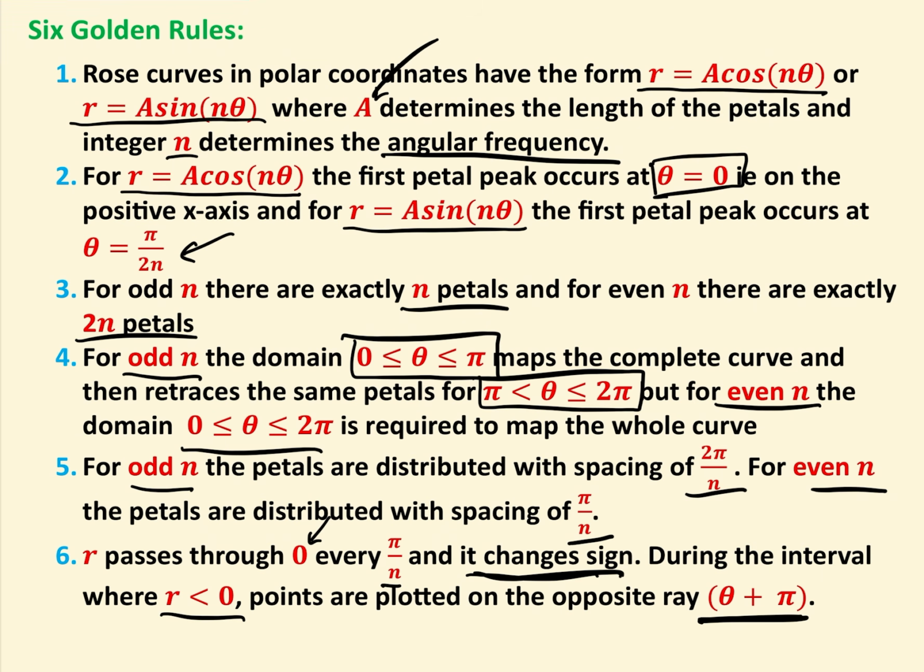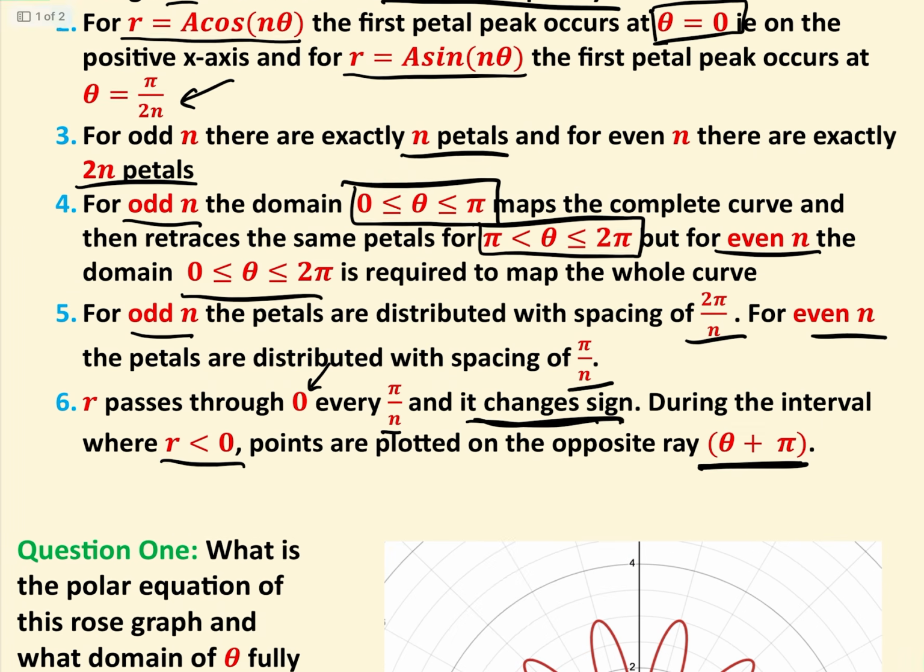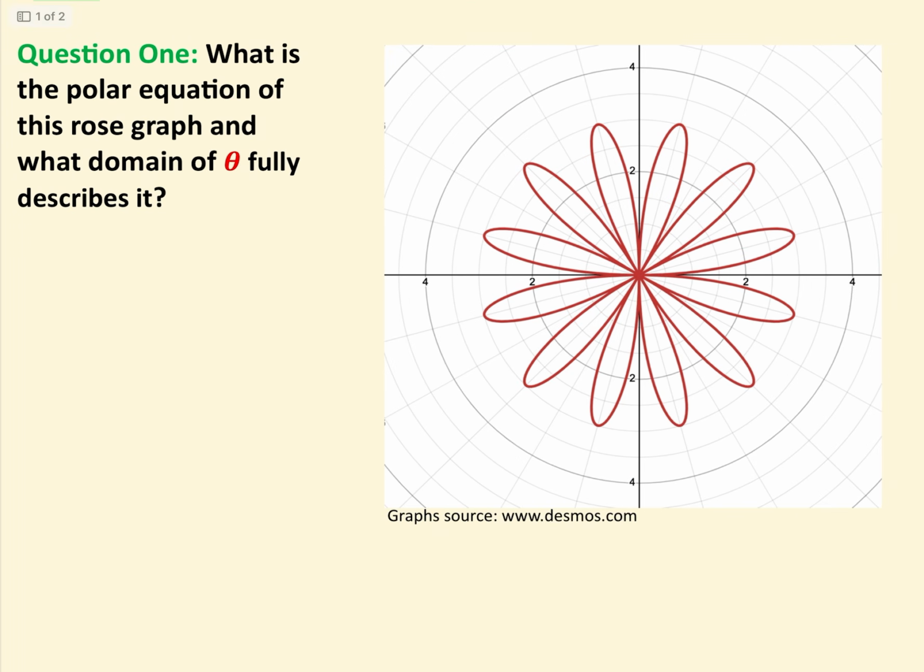Okay, so let's have a look in practice how that applies to 5 college entrance exam questions. Here's question number 1. First of all, what is the polar equation of this rose graph and what domain of theta fully describes it? Okay, by rule 2, as the first petal peak is not on the x-axis, we know it's sine, and we can see that the maximum value it reaches is 3, so we know, therefore, that it's going to be 3 sine something.